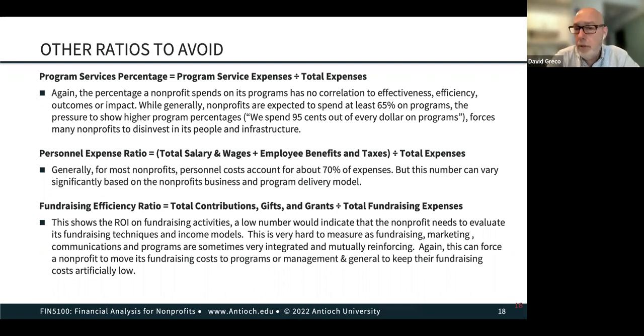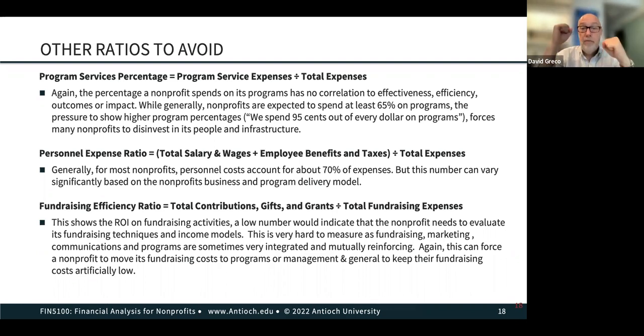Same thing, personnel expense ratios. How much are we spending on people? I can tell you right off the bat, most of it's going to be 70%, 65, 75%. So it's not a very exciting ratio. But again, we're in the people business, right? And so for most nonprofits, it's an indication of how much you are spending on people as a percentage of your total cost.